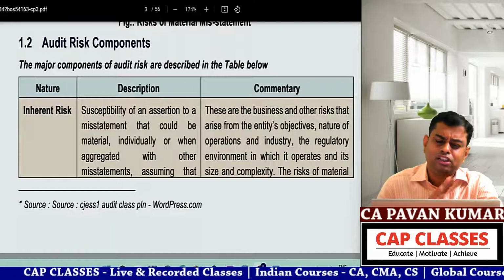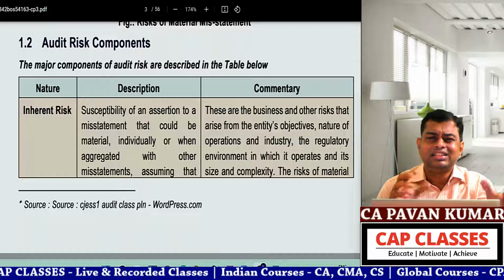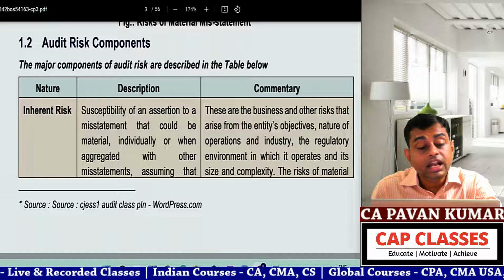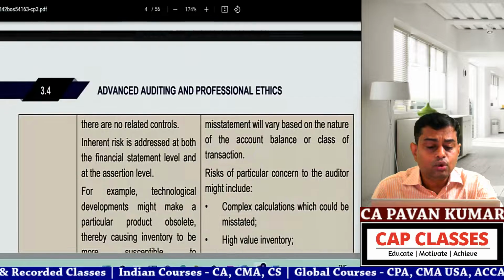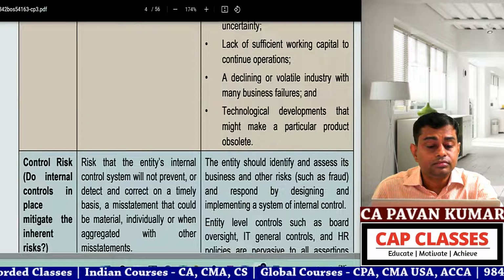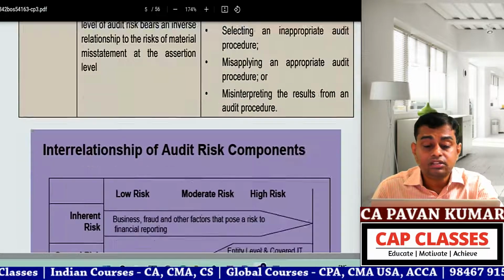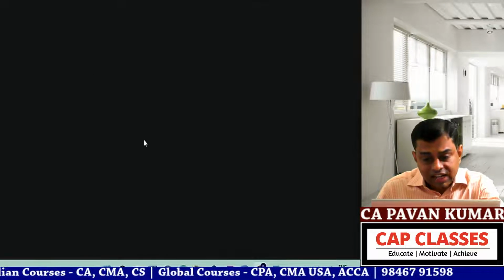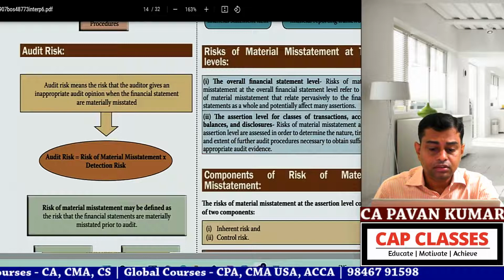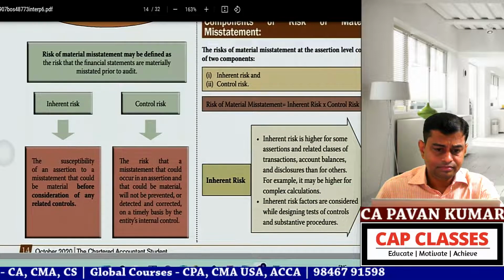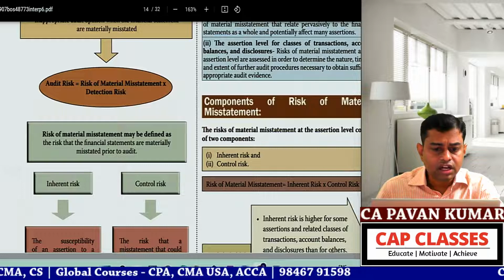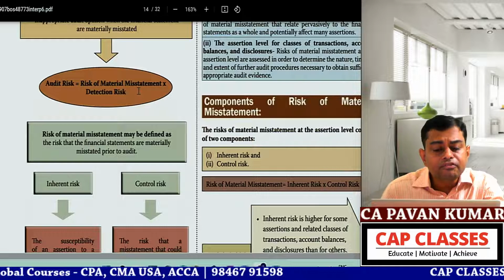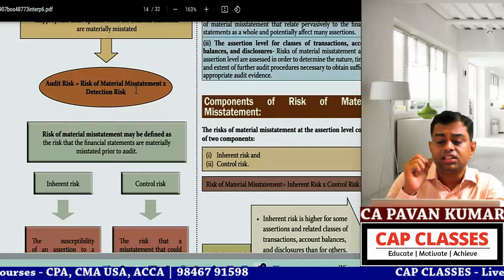Audit risk components, I am not going to speak anything about it. What is inherent risk? The susceptibility of an assertion to misstatement. This you have seen in LKG: inherent risk, control risk, detection risk. These three things you have seen enough in your life. So for your satisfaction, read this. Audit risk is equal to risk of material misstatement into detection risk. What is the risk of material misstatement? Risk of material misstatement is the combination of inherent risk and control risk.